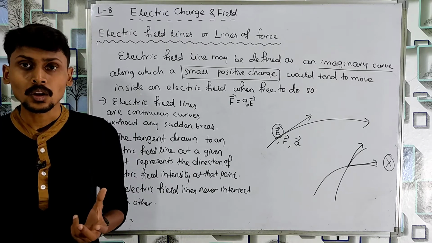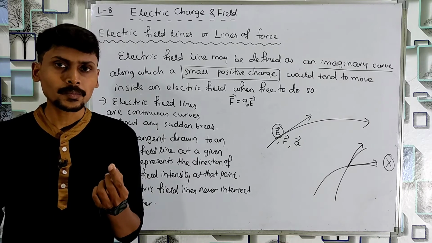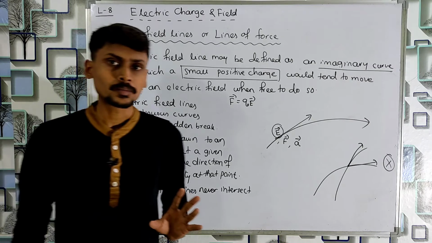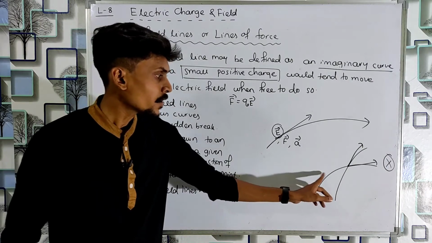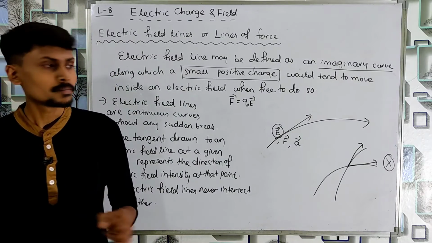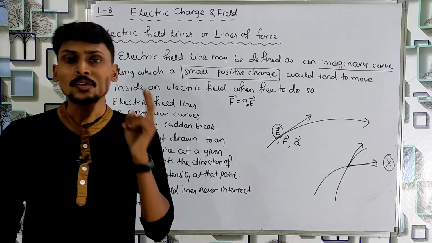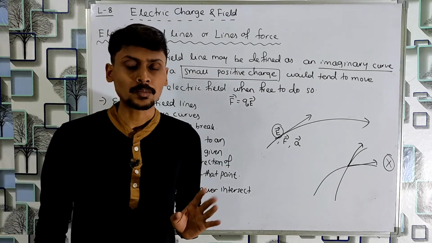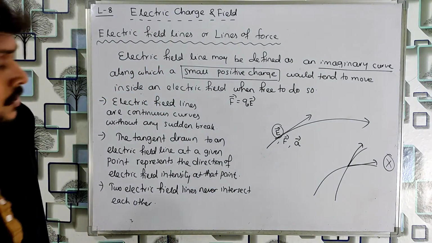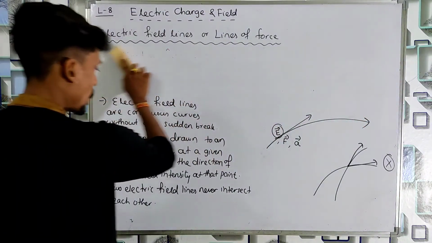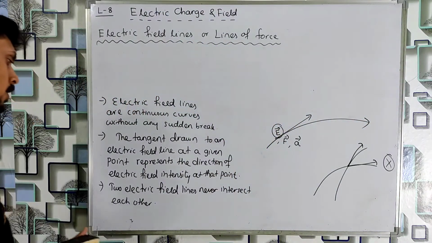But this is not possible. At a single point, two directions of electric field is not possible. So electric field lines never intersect each other. If they intersect, then at a single point we would get two directions of electric field, which is not possible. That's why electric field lines never intersect each other. This is a very important point.